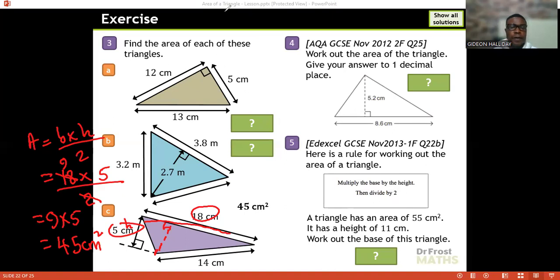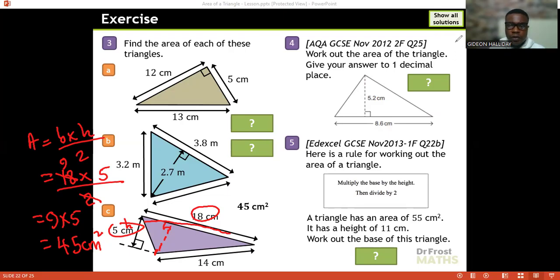Number 4. Okay, number 4. So I have to also get my calculator. You should also, because some of the questions require a calculator. All right, let's go. Number 4 says work out the area of a triangle, give your answer to one decimal place.